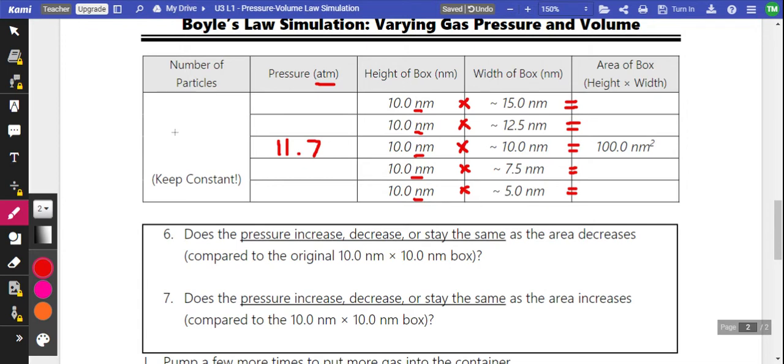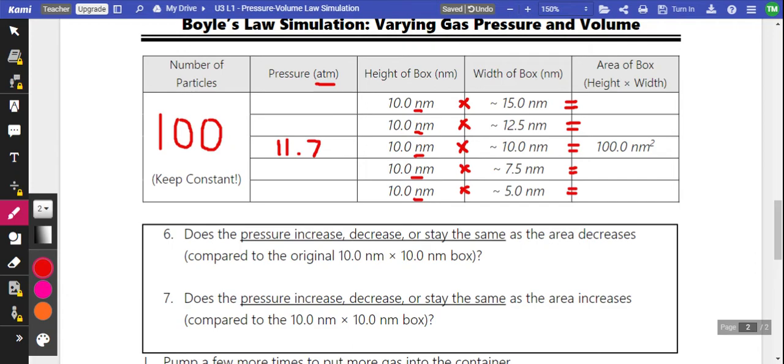How many particles do I have? I think I have 100 last time I checked. And again, we don't want to change that number as we go through this. Then I'm going to be checking these other widths to see what the size of my box is going to do to the pressure. So maybe I can make my box 15 nanometers.